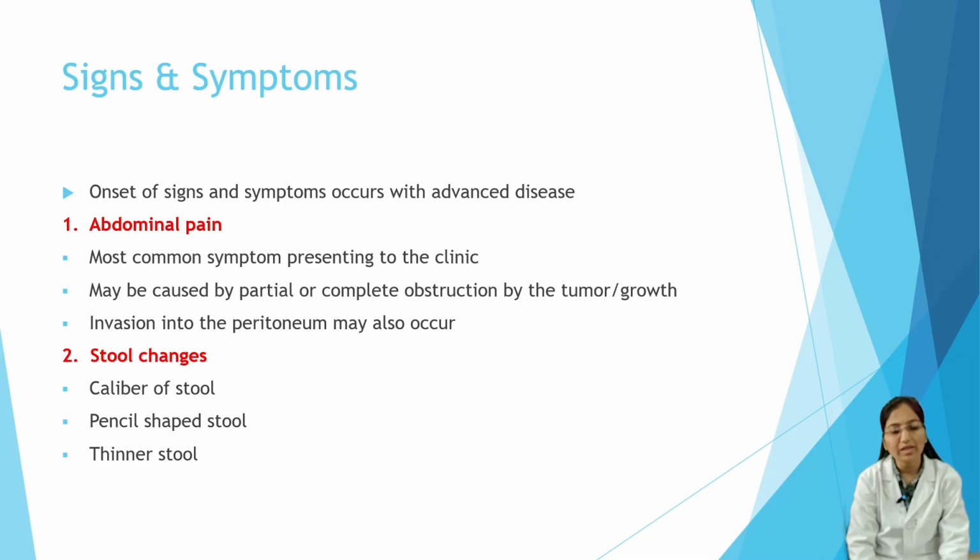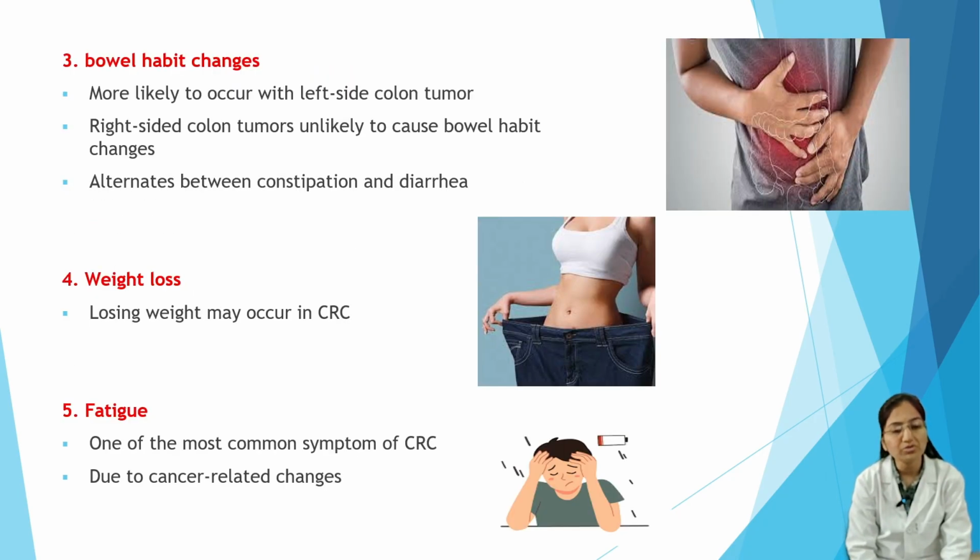Next one is the stool changes: change in caliber of stool, and pencil-shaped stool we can see, and thinner stool. Next one is bowel habit changes. Bowel habit changes are more likely to occur with left-sided colon tumors, and right-sided colon tumors are unlikely to cause bowel habit changes. Stool alternates between constipation and diarrhea. Fourth one, weight loss.